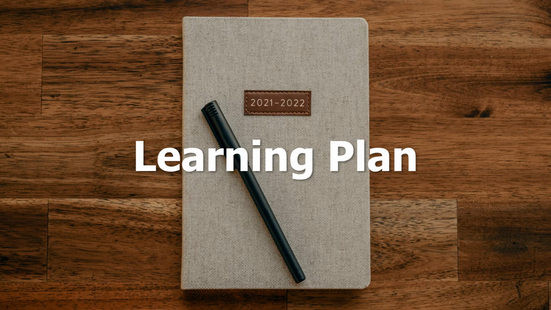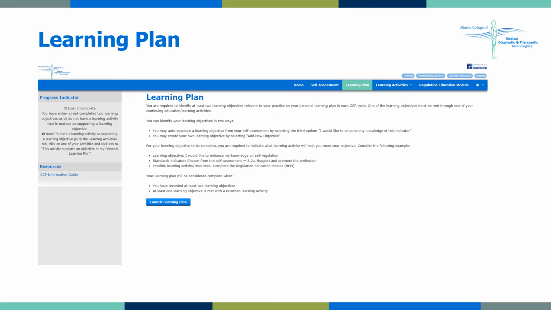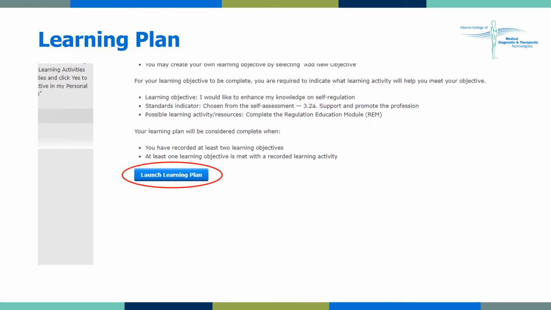Once you have completed your self-assessment, you're ready to formalize your goals for the CCP cycle in your learning plan. The learning plan portion of the Reflective Practice Review is meant to guide your learning activities for the CCP cycle by requiring you to identify areas of learning based on your self-assessment of practice. In the learning plan, you must identify at least 2 objectives that are relevant to your practice. To launch your learning plan, click the Launch Learning Plan button.